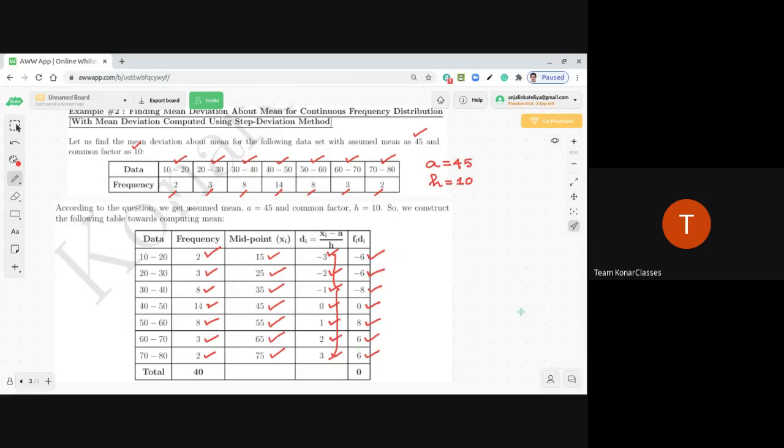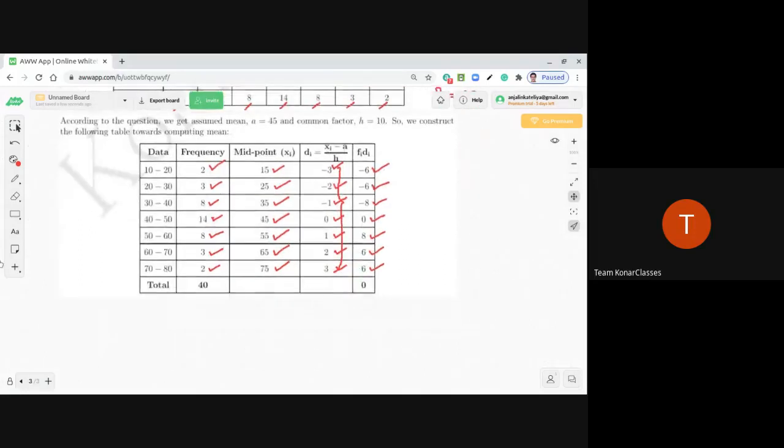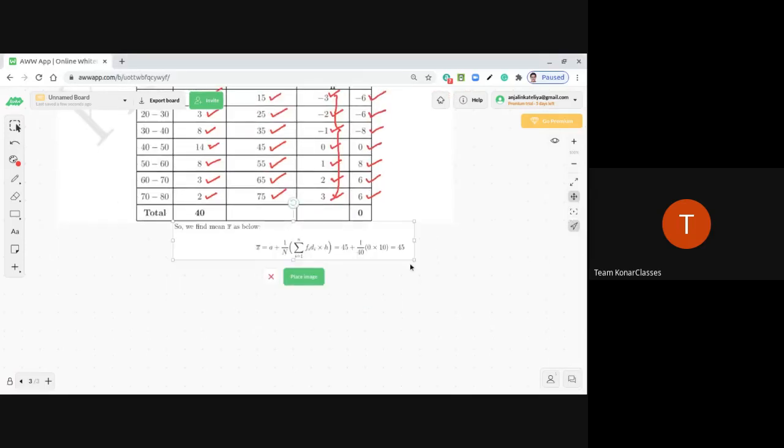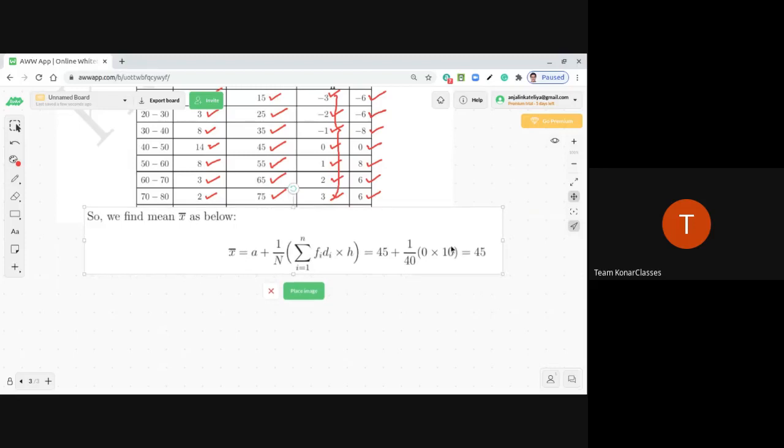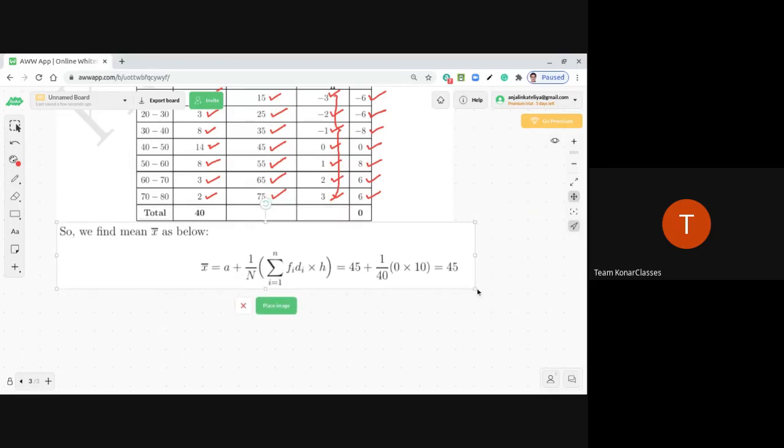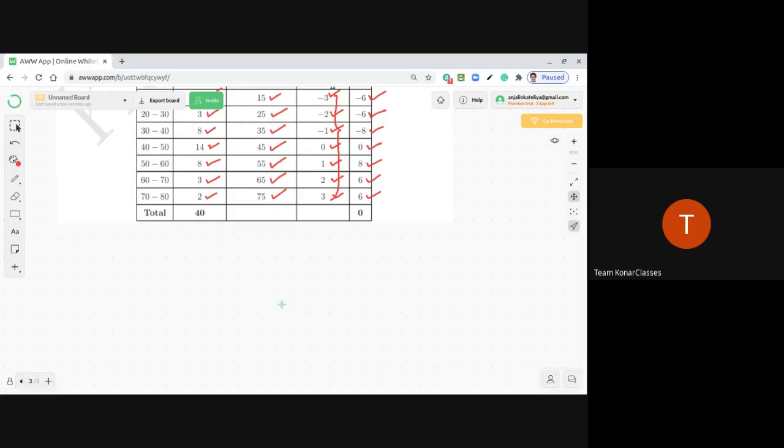So now, okay, great. What you can find, dear students, is that we can find the mean very easily, and it is quite an easy process. And how do we find the value of the mean, dear students? Here it is. We find the mean x bar is equal to a plus 1 by n into summation of fi di, into h.